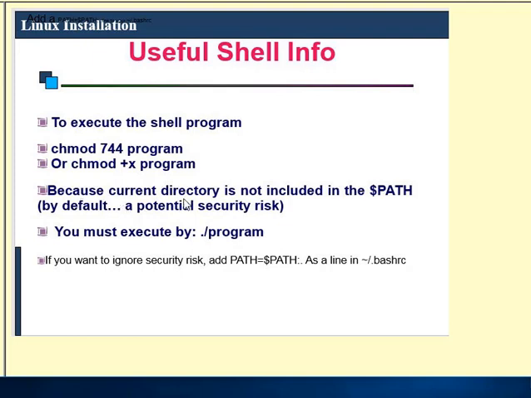And remember that because the current directory is not included in the path, if I'm in that directory that contains the program, I have to put a dot slash. Dot slash refers to the current program. If I wanted to ignore that security risk, I could add PATH=$PATH:. because that would mean add to the path that you're searching the current directory.